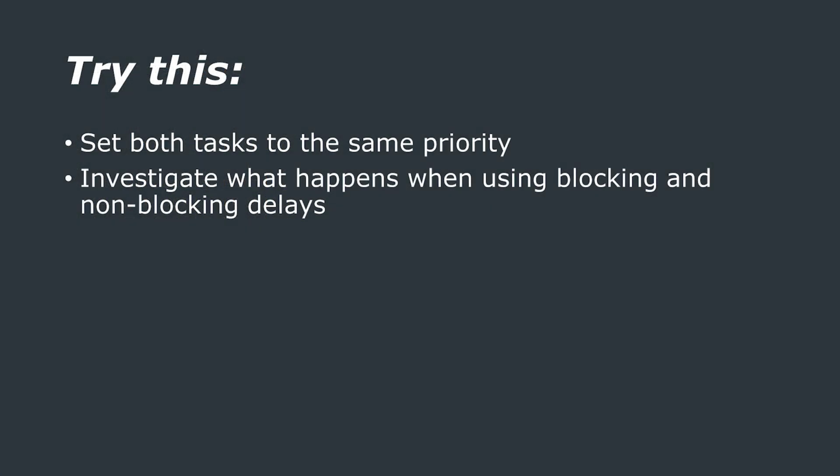Something for you to try is to see what happens when both task 1 and task 2 have the same priority. You can use either the for loop or the vTaskDelay function, and you should see that both task 1 and task 2 are able to run, and this is due to the time slicing of equal priority tasks.